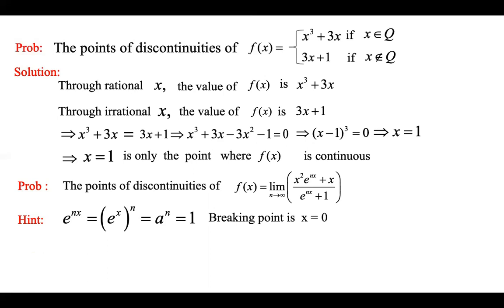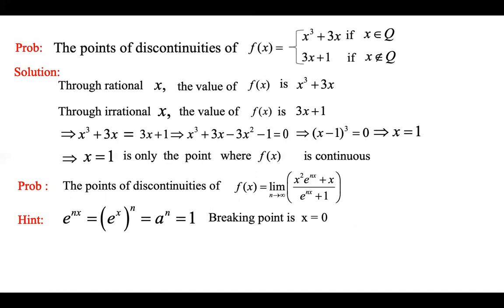So that remaining calculation part, I'm leaving it for the students. When x is equal to 0, straight away you can substitute there, and the function value will become 0. When x is less than 0, e power nx will be lesser than 1, so e power nx will become 0, and f of x will become x by 1, that is x only.